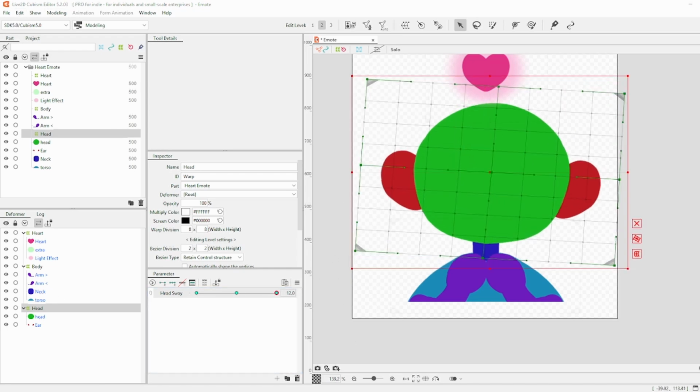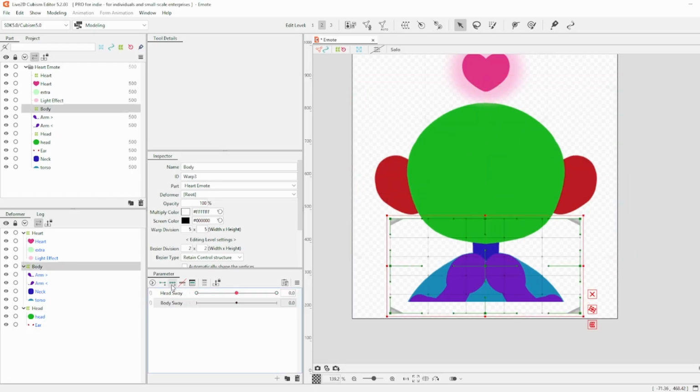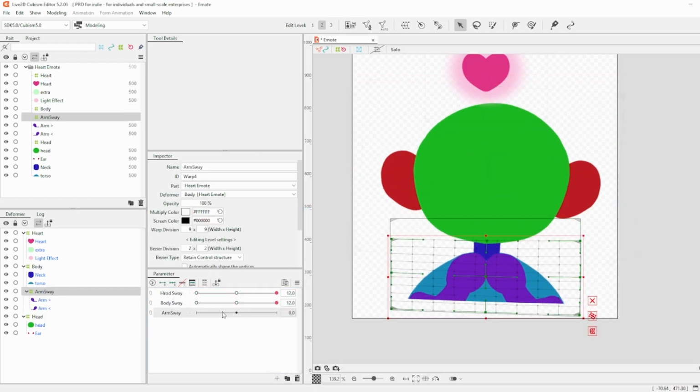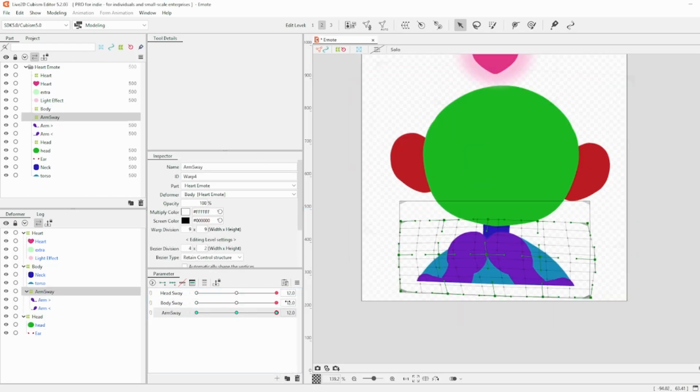Now, did I hate doing the fully animated emotes? No, I don't. And I'm sure it would be way easier in the near future. I think there's a time and place for both emotes.